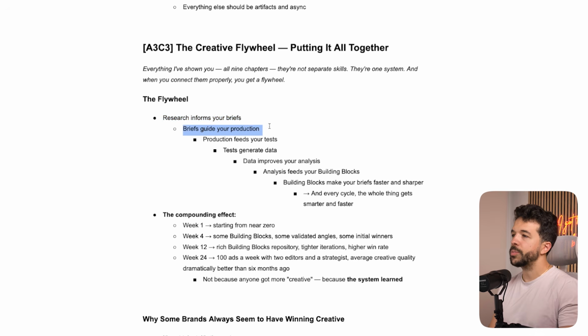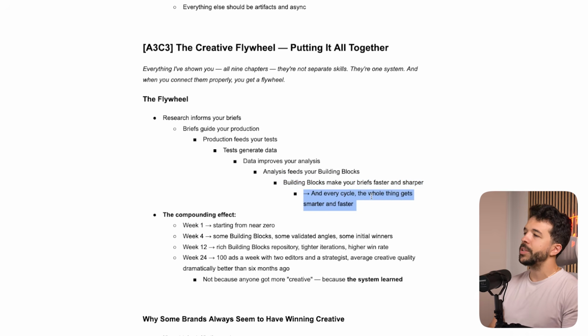The briefs guide your production. The production feeds your tests. The tests generate data. The data improves your analysis. The analysis feeds the building blocks repository. The building blocks repository makes your brief faster and sharper. In every cycle, the whole thing gets smarter and faster.